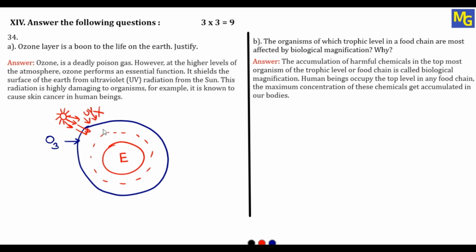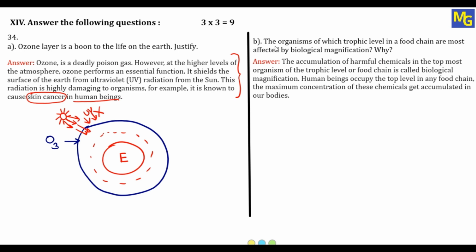If these all come and hit the earth, if they come in contact with the human skin, then they cause skin cancer. And because of the ozone, these are prevented from entering the earth's atmosphere, and therefore this ozone layer is the boon to the life on the earth. So we have to write this answer for this question. Now we will see the next, that is the B question.